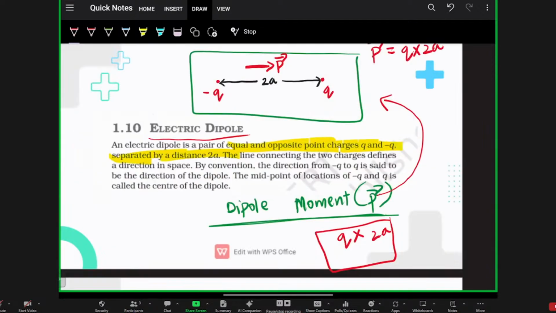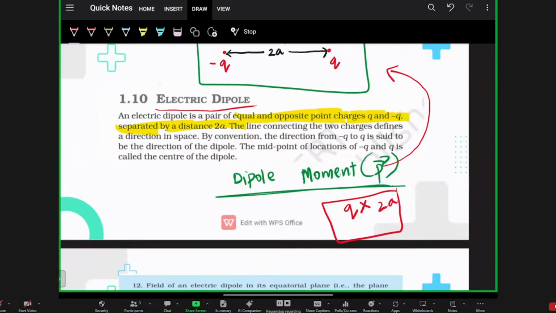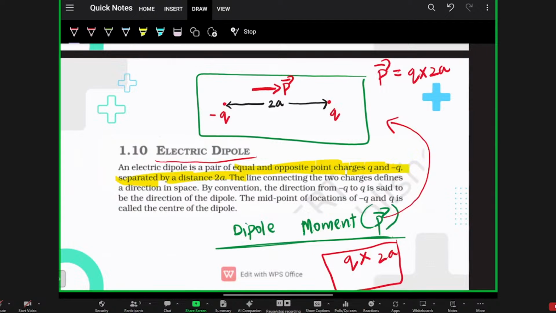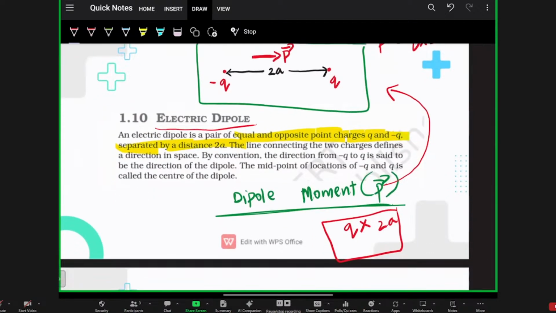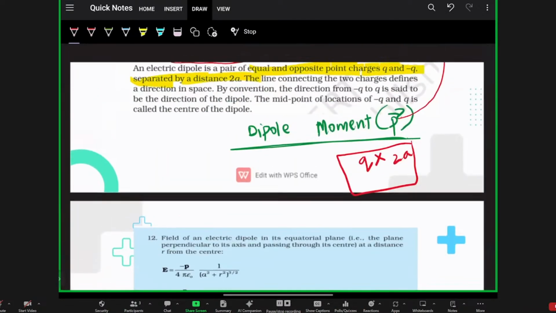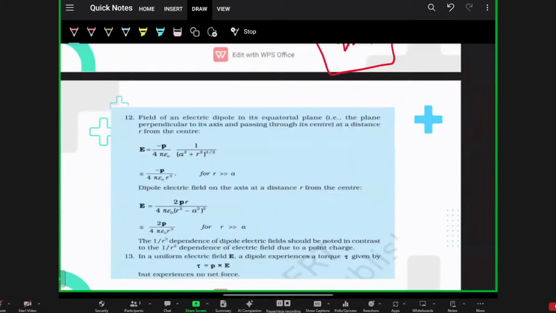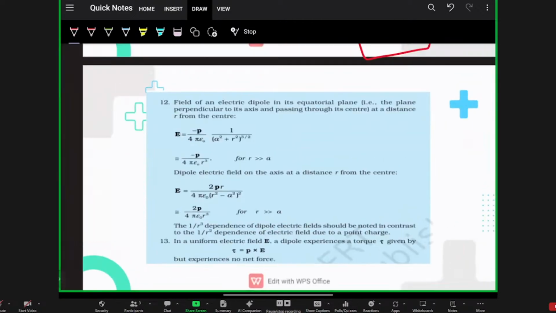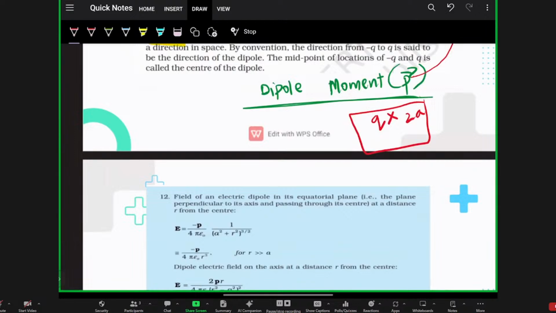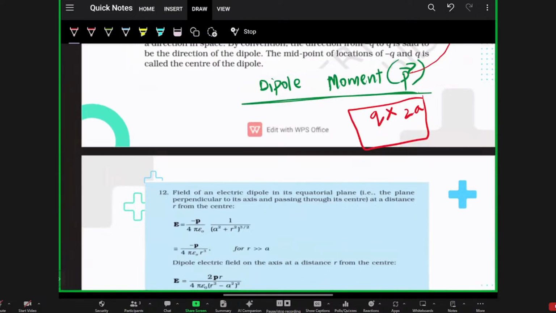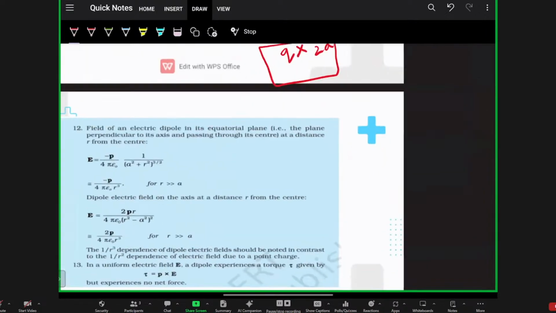It's clear. The two common questions asked from the electric dipole are the electric field due to a dipole as well as the electric potential due to a dipole. This has been taken from NCERT only. The first is the electric field due to a dipole.